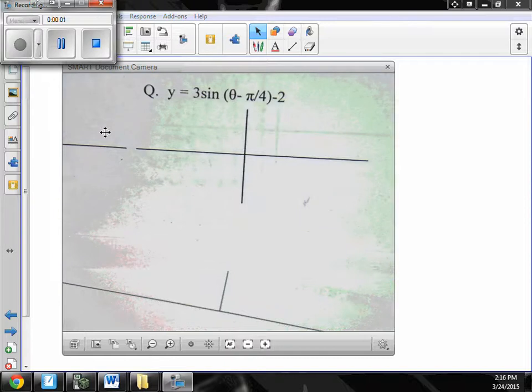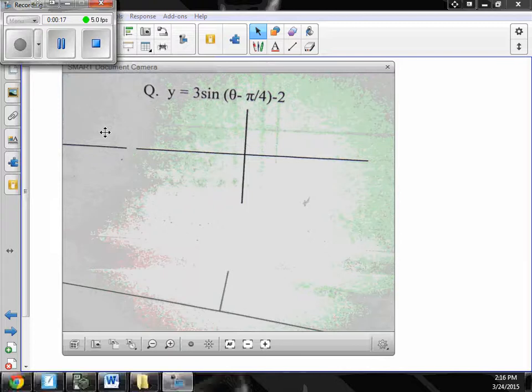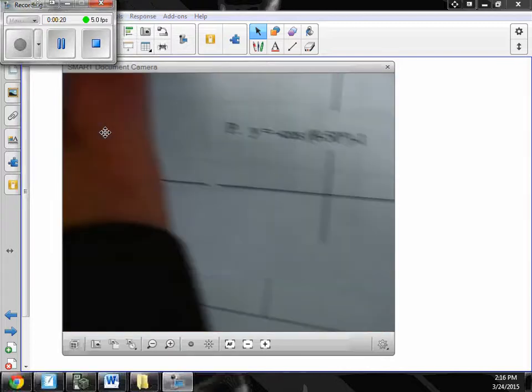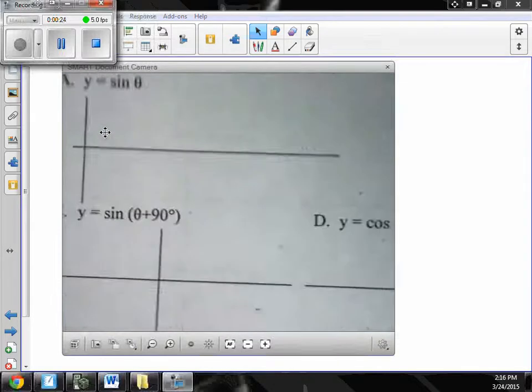Yesterday we looked at shifting periodic functions up and down, and then we stretched them vertically. Today we're going to include horizontal shifts as well as x-axis reflections. For each of these, the periodic functions are infinite. There are an infinite number of periods. We're just going to graph one.